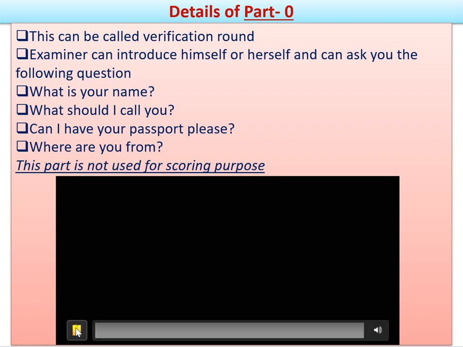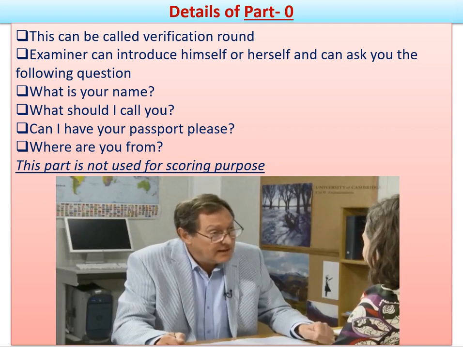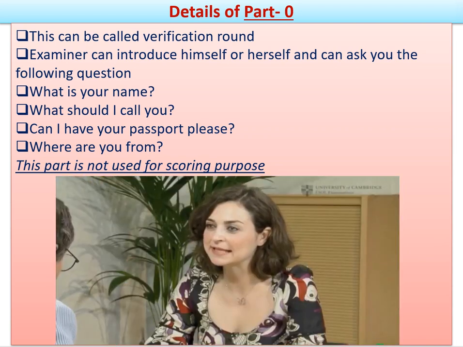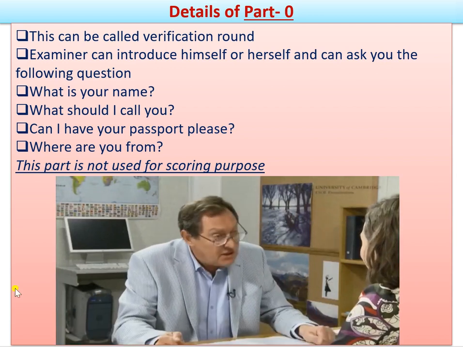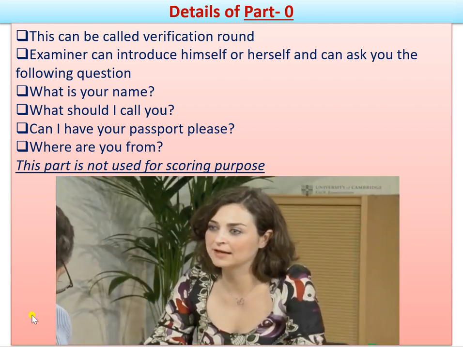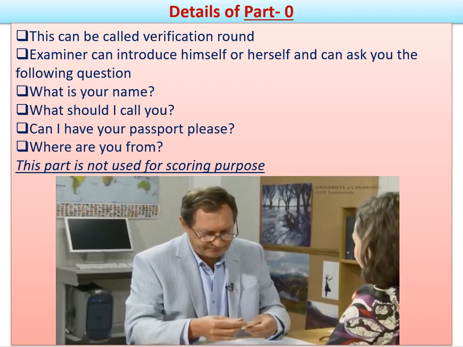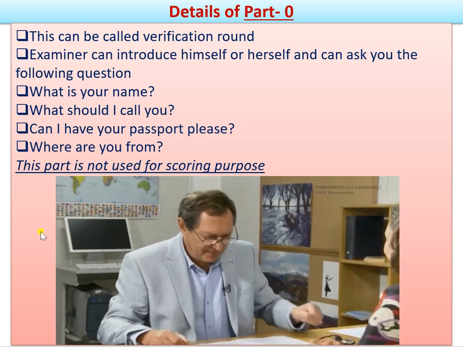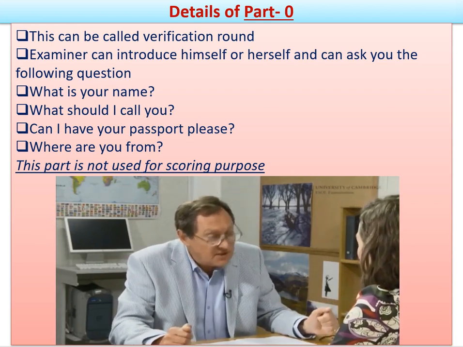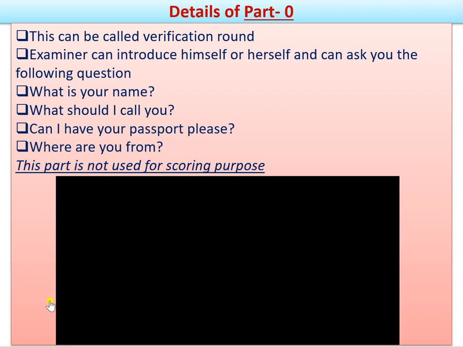Yes, here's the video. Good morning. Morning. My name is Michael Austin. Can you tell me your full name, please? Zeynep Sanem Or. Thank you. And what shall I call you? Sanem. I prefer Sanem. And can you tell me where you're from? I'm from Turkey. Thank you. Can I see your identification, please? Sure. Here. Thank you. Okay, that's fine. Thank you. Now, in this first part, I'd like to ask you some questions about yourself. Okay. Let's talk about where you live.